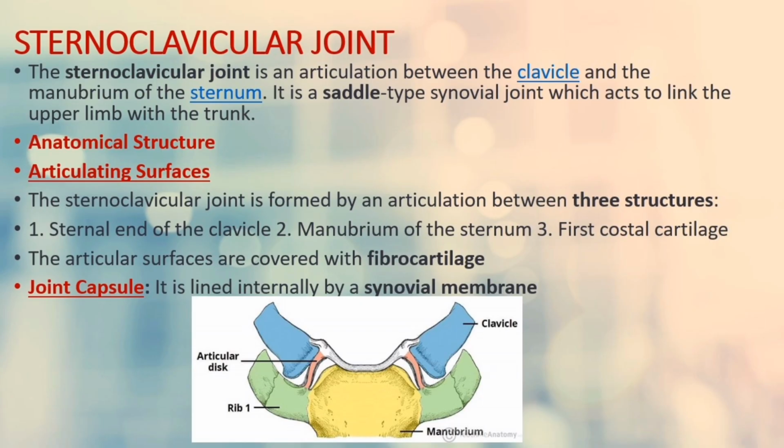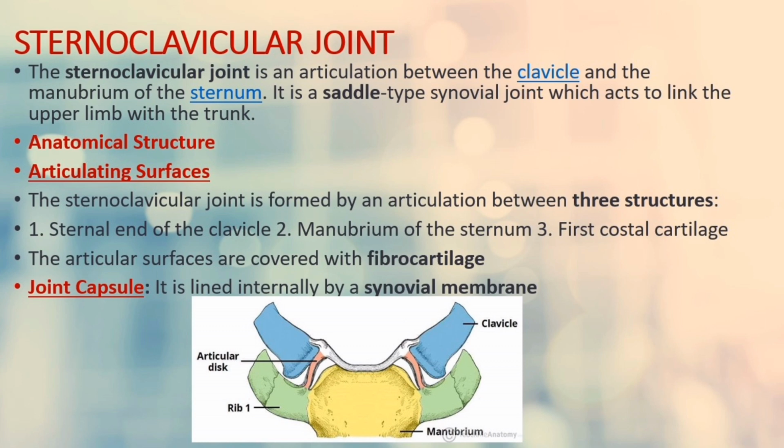The sternoclavicular joint is an articulation between the clavicle and the manubrium of the sternum. It is a saddle-type synovial joint which acts to link the upper limb with the trunk. Anatomical structure. Articulating surfaces. The sternoclavicular joint is formed by an articulation between three structures.